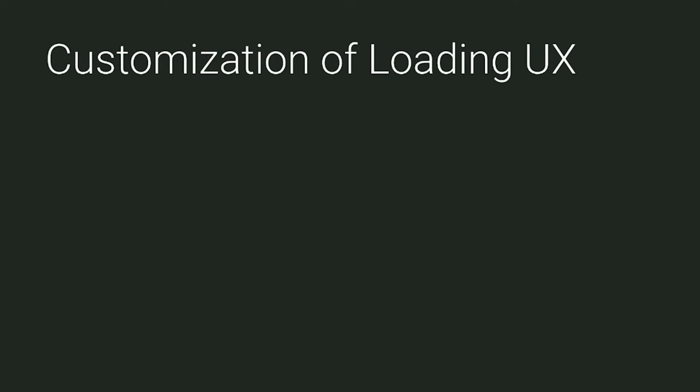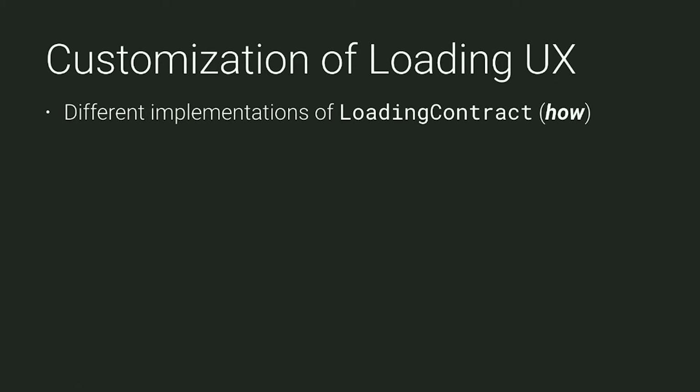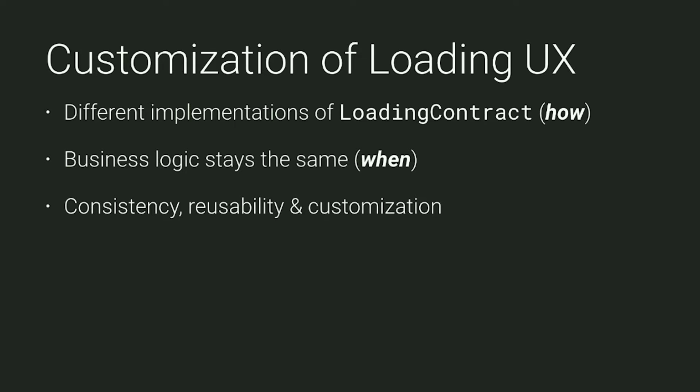Now we talk about customization. So how can we achieve customization in this way? We can simply have different implementations of our contract that describe the how, and keep the business logic the same, since the when inside the presenter shouldn't change if we decide to change the UI. In this way, we can achieve consistency, because we can have one implementation reused everywhere.